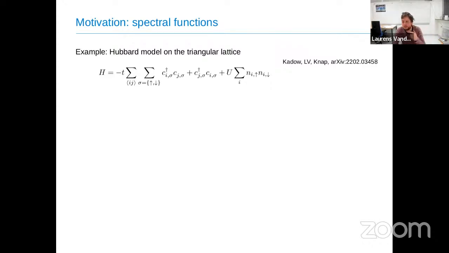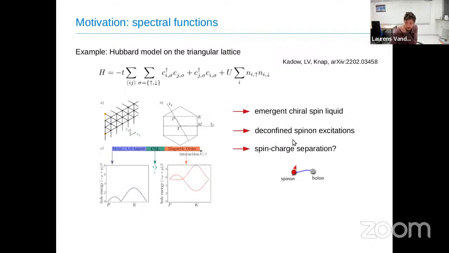So a very specific example that I worked on together with the group of Michael Knap in Munich is the Hubbard model on the triangular lattice. In the last years, this has been studied in some detail because, as a function of this interaction parameter, people observe some kind of chiral spin liquid phase in between the ordered magnetic insulator and the metal phase. You have this exotic chiral spin liquid, which is emergent.